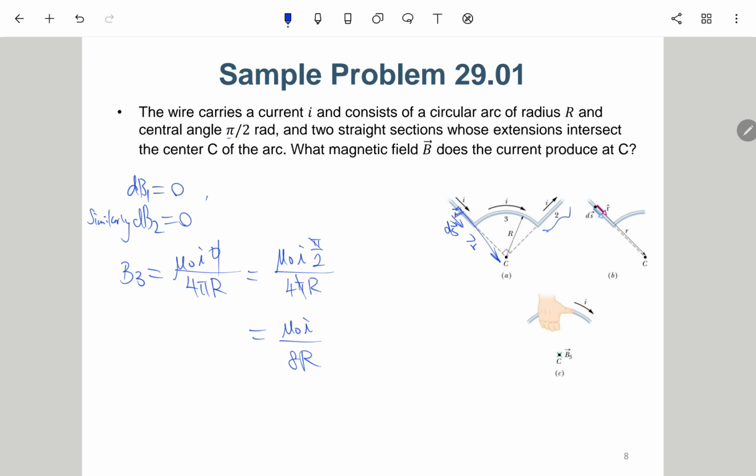Okay, as it doesn't tell you the value of I and capital R, we don't try to substitute the value of mu 0 there, to make this answer more elegant.